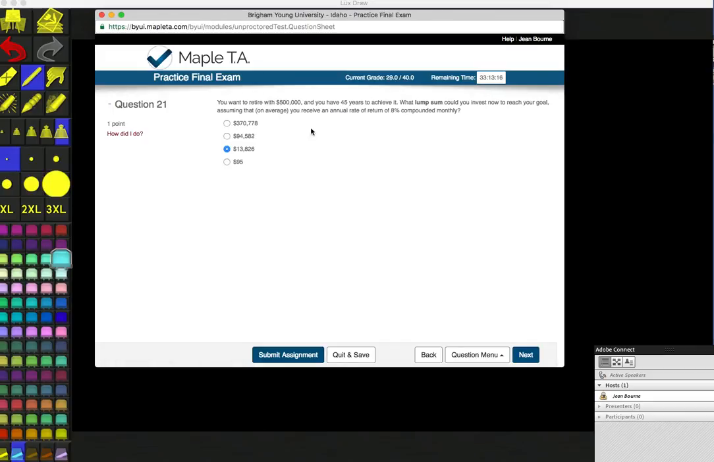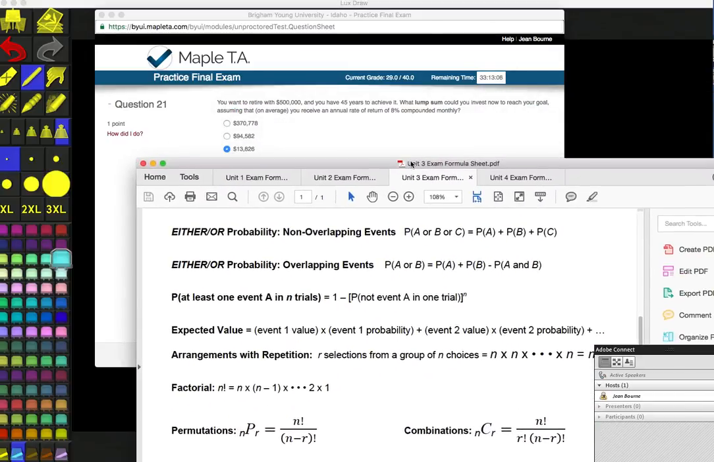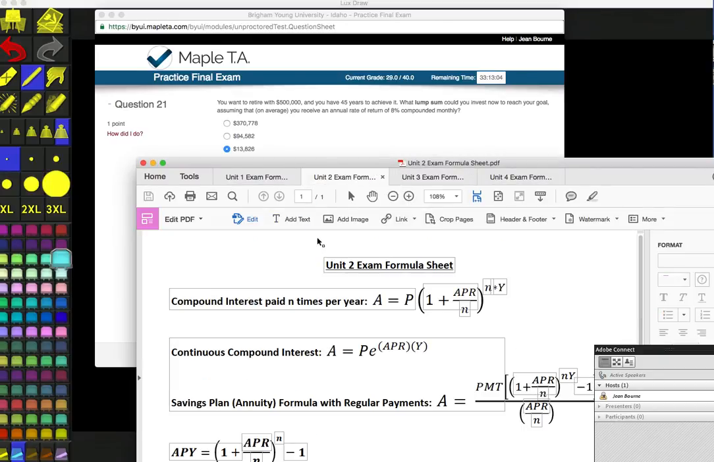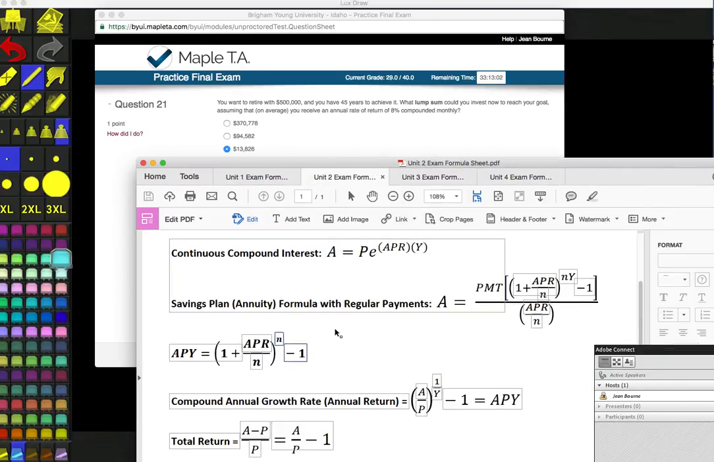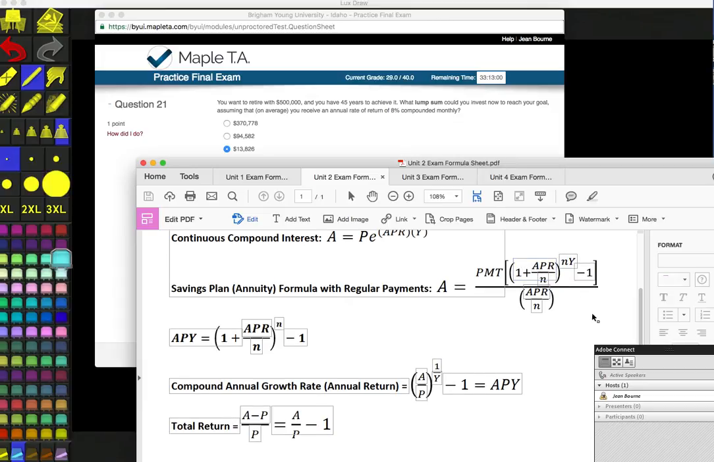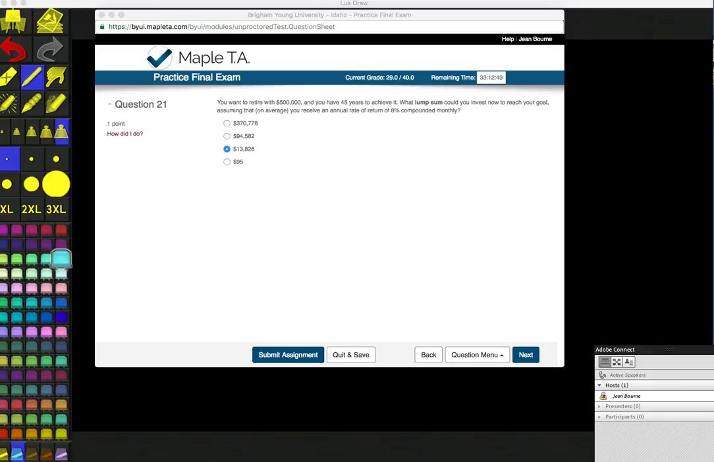Okay, you want to retire with $500,000. You have 45 years to achieve it. What lump sum could you invest now to reach your goal? Now, there are formulas on here about interest and this kind of stuff. No one wants to do this formula. No one, right? Or that one. They're terrible. So, lucky for us, we can use our financial calculator.